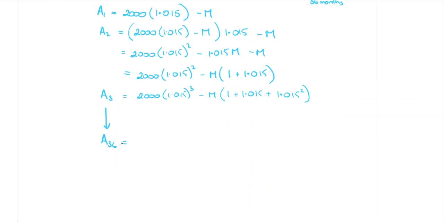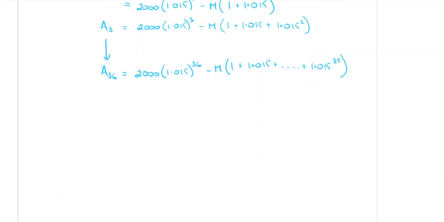So A36 would be 2,000 times 1.015 to the power of 36 minus m bracket 1 plus 1.015. Then I'm just going to go plus dot dot dot, because we know that's going to continue until 1.015 to the power of 35. Okay, so remember that A36 will be equal to 0 because we've paid off our loan at the end.